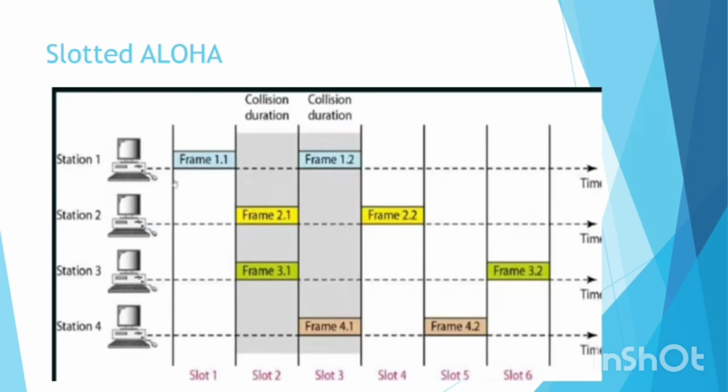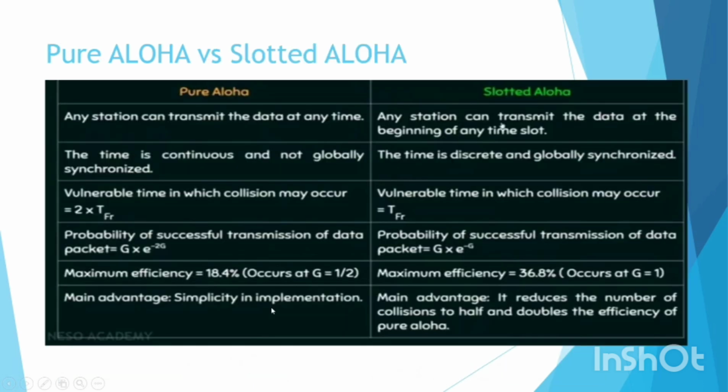Slotted ALOHA. Here you can see it clearly. Similar to pure ALOHA, here we have Station 1, Station 2, Station 3, Station 4. The collision duration is also represented here. Station 2 and Station 3 collided at the same time. Frame 1 begins here and ends here, and Station 2 begins here and ends here. But Station 3 did not wait, so it started here and ends here. So Station 2 and Station 3 collided with each other.